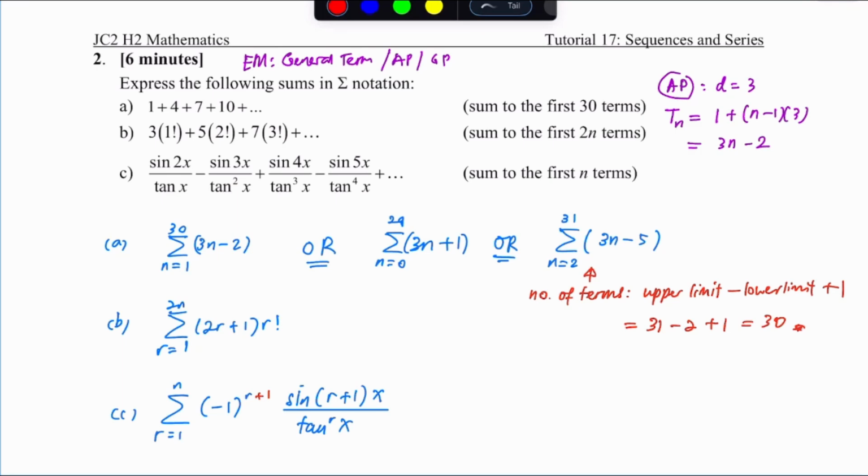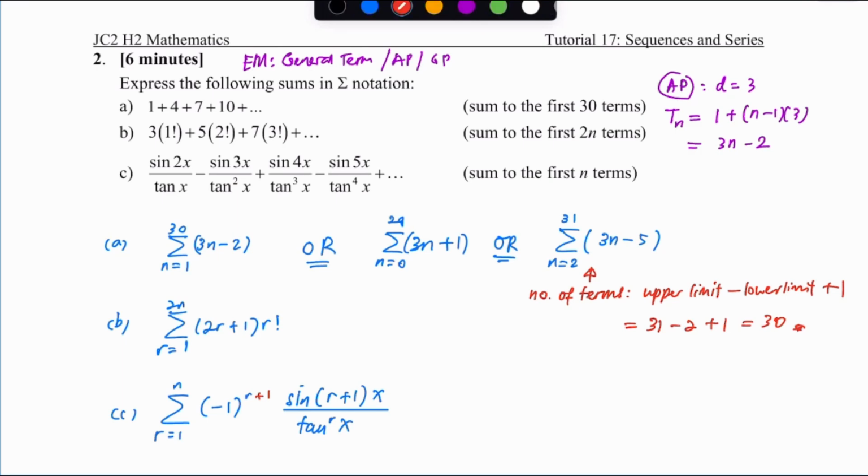I will use yours, but your upper limit must change. So 2r plus 1, then r factorial. It's just simply r factorial if you want to start with 1. So that's the easy way.